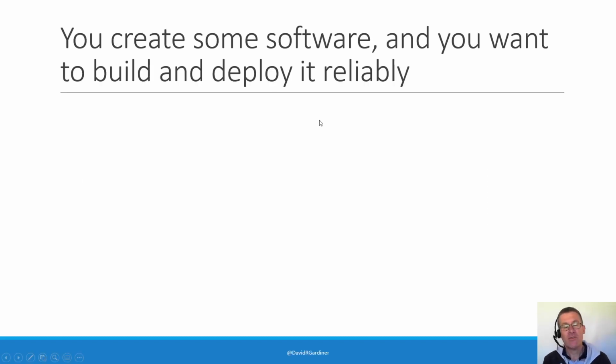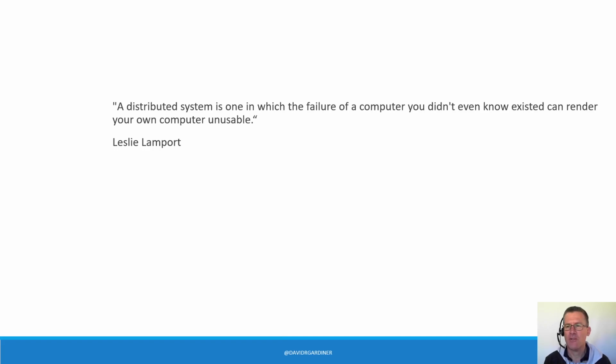So we've created some software, and we want to be able to build it and deploy it reliably. What are some steps we can take to do that? Before we go too far, here's something to keep in mind, a quote from Leslie Lamport: A distributed system is one in which the failure of a computer you didn't even know existed can render your own computer unusable. We'll see as we go through this talk that this quote really rings true.